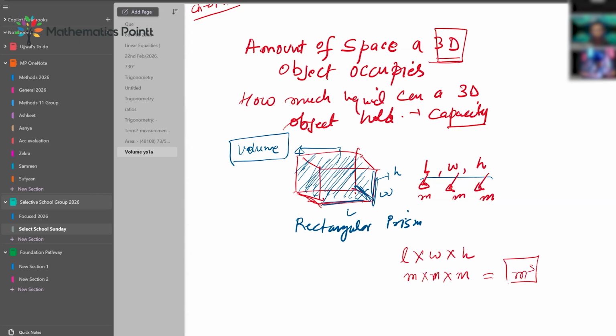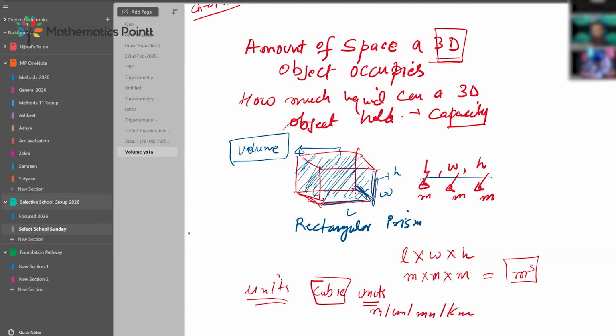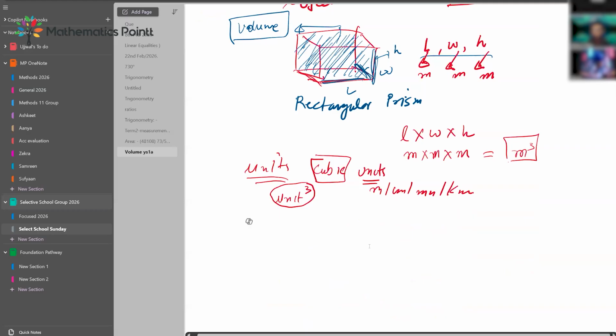So the units of measurement for volume are cubic units. Now these units could be meters, centimeters, millimeters, kilometers, whatever, right? The main thing is cubic, which is raised to the power of 3. So I can write it as units raised to the power of 3. Whatever this unit is, it could be meters, centimeters, kilometers, millimeters, whatever.